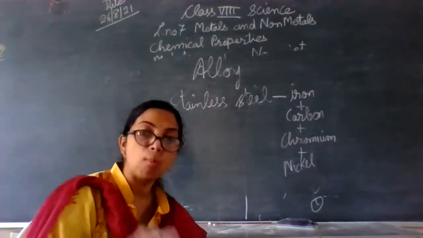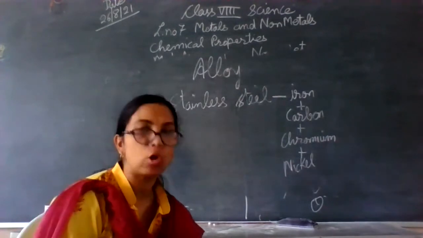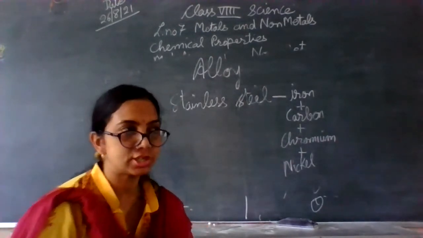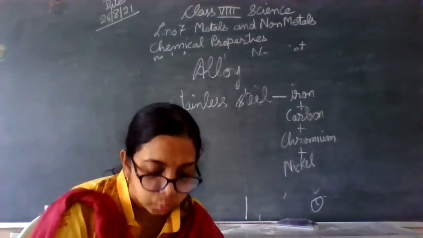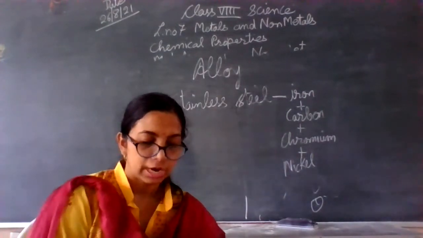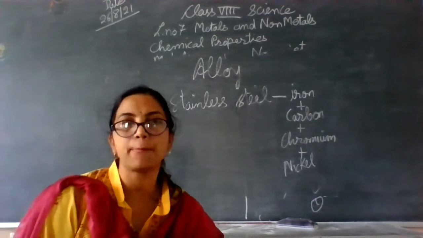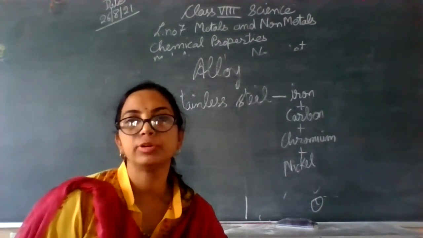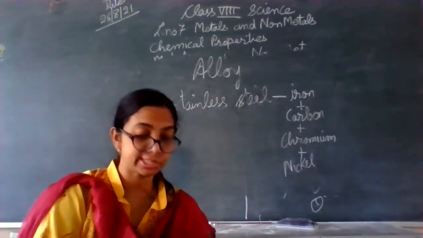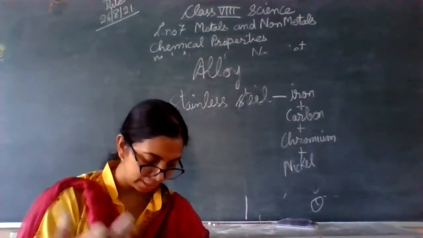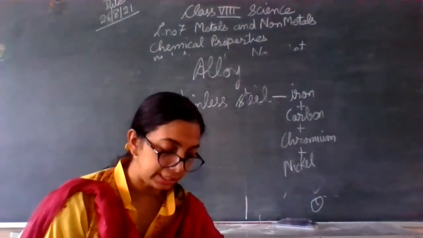And in the alloy of bronze, you all know that copper and tin are mixed. It is an alloy, so it is a homogeneous mixture. We can't separate iron, carbon, chromium and nickel very easily from stainless steel. Similarly, from bronze, you cannot separate copper and tin.